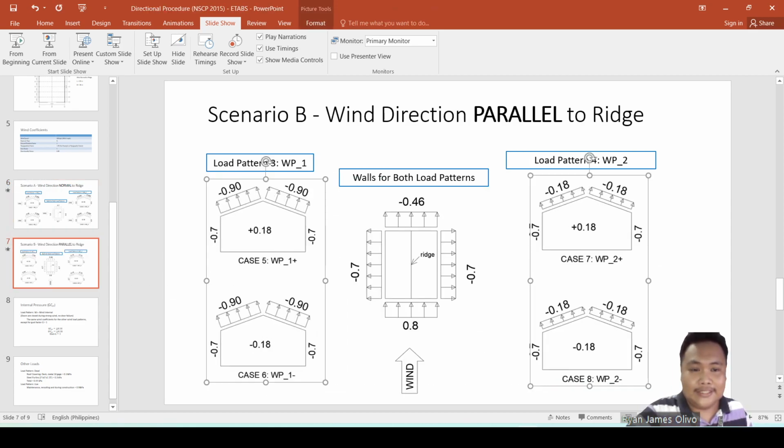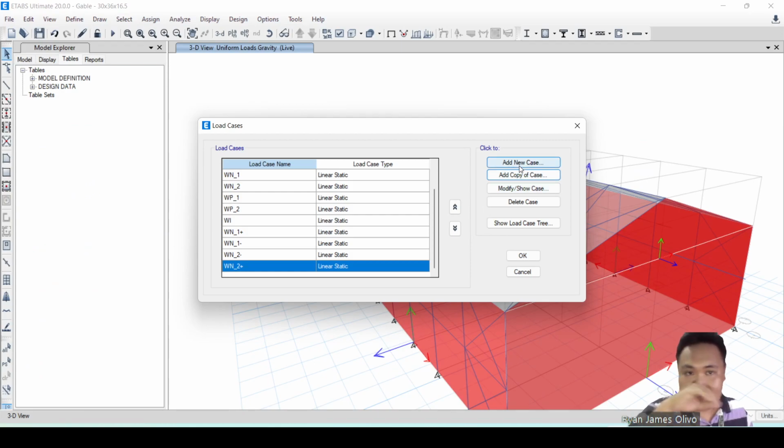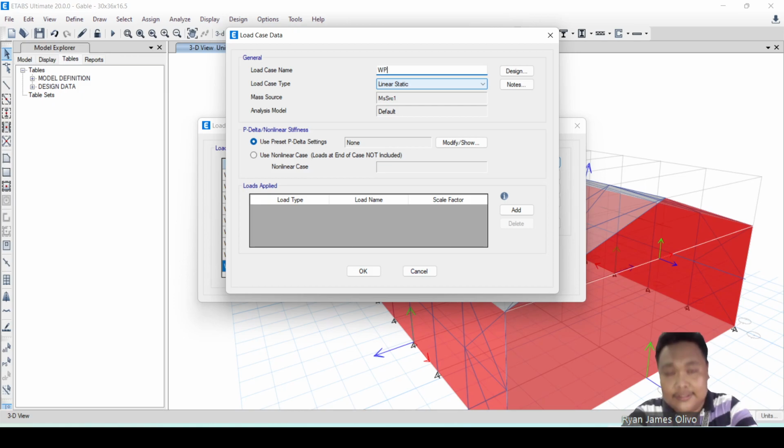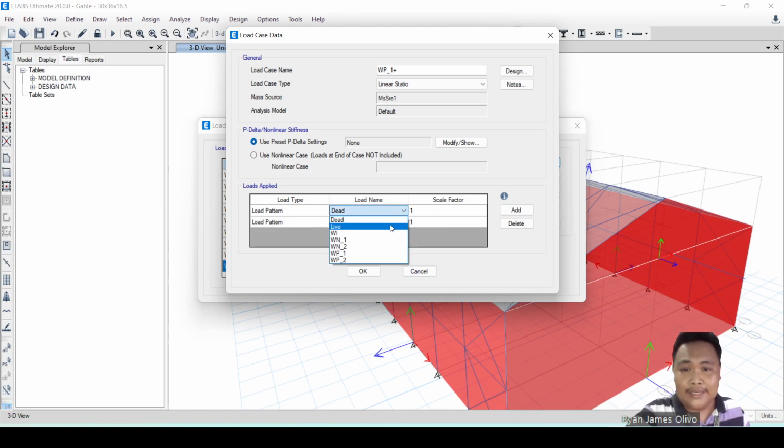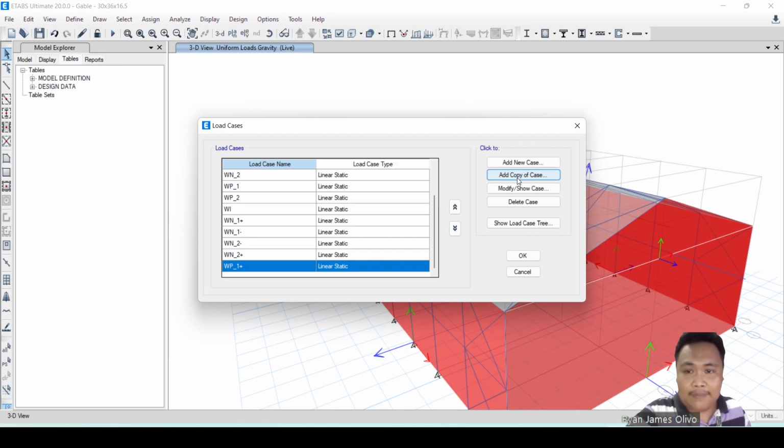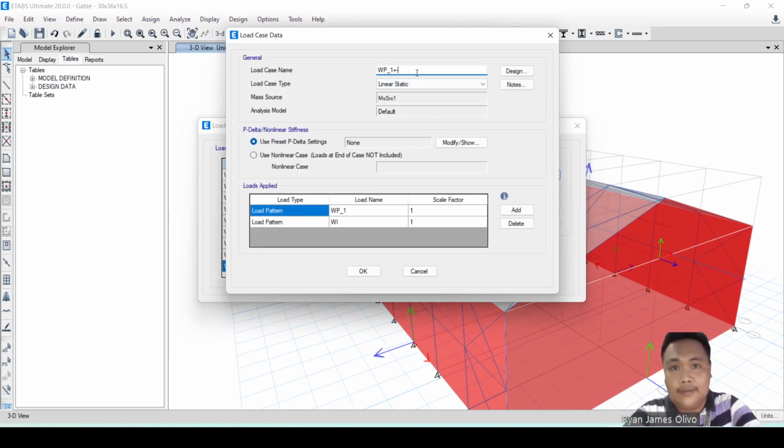We do the parallel to the ridge. So another 4. So add new case. So we can be sure of loading cases, add. So our WP is WP1 and W internal. So WP1 is 1 and scale factor is, since it's positive, it's also positive. So I've been talking for almost 41 minutes now. Then okay. So just review guys before anything because this is important. So add copy of case, WP1 negative. So WP1 negative, you just change this to negative 1 again.